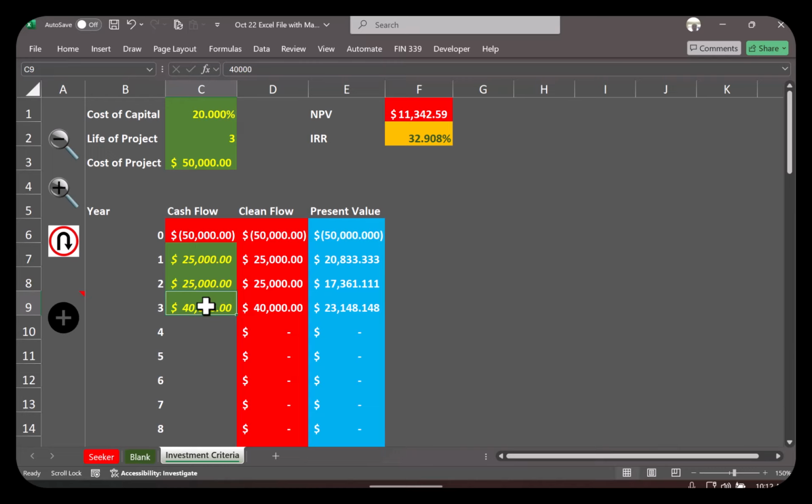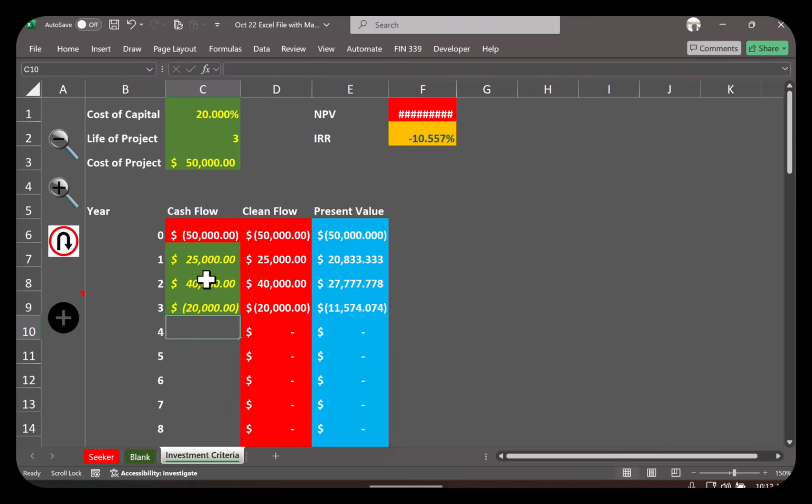Now, let me give you an example of multiple cash flows. Let's say at the end of this, let's make this 40,000. It's a negative 20,000, okay? Let me make this a little bit less. This says IRR is 9.688, but this is not a conventional cash flow. So it could be possible that there are multiple solutions.